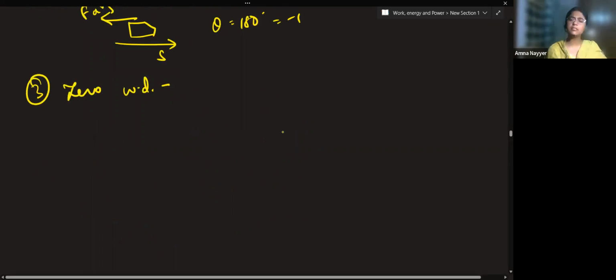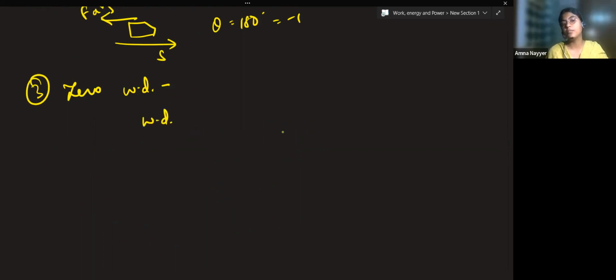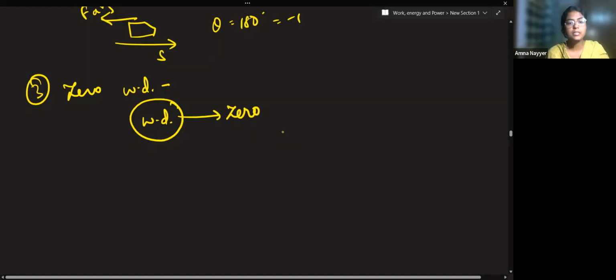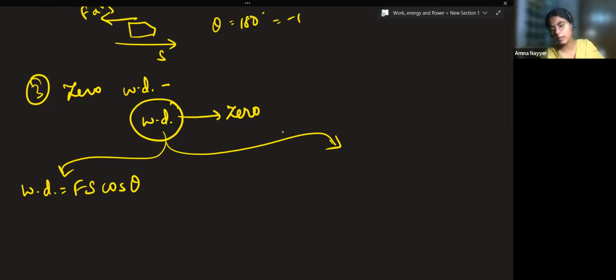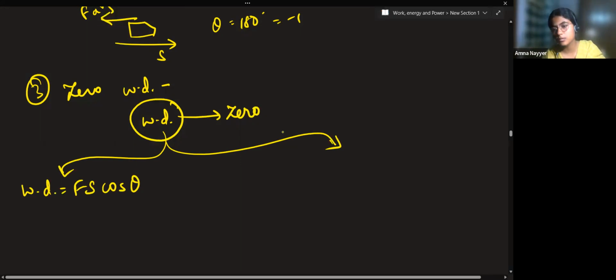Zero work done means when your work done is zero. Now, two things can happen for work done to be zero. Listen to this carefully. In the formula, work done is equal to Fs cos theta. Tell me one value of theta for which work done can be zero.